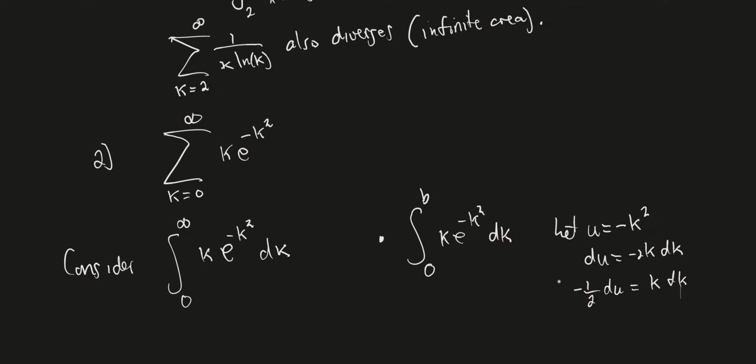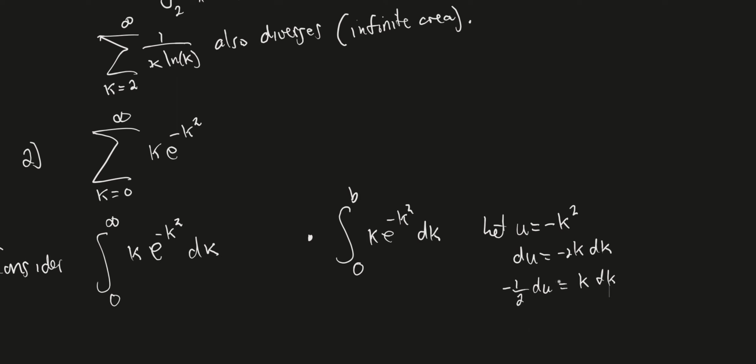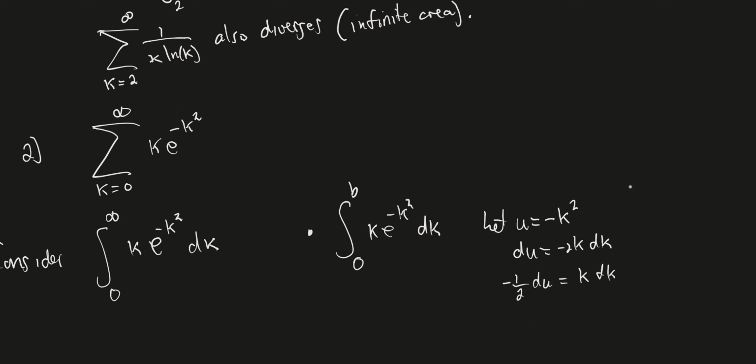And then again, we'll switch our limits. Let's switch our limits of integration and say when k is equal to 0, u is equal to 0. Not much of a switch there. And when k is equal to b, then again we get it symbolic. So it will be u.